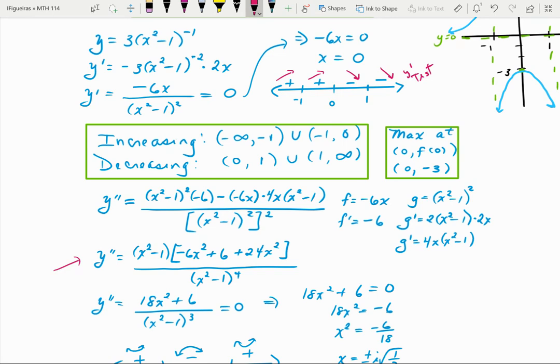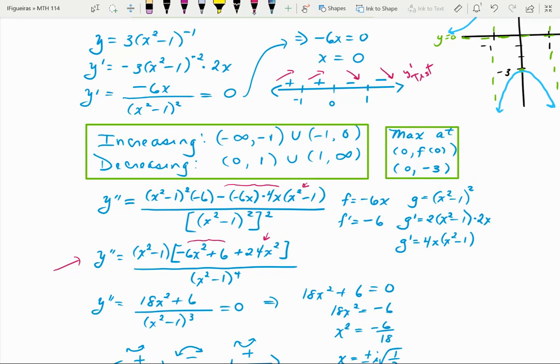And when you factor that out of the first product, which is right here, you're left with -6 times x squared minus 1. And so that's what you see here. I distributed it: -6x squared plus 6. And when I factored out the x squared minus 1 from the second product, which is over here, you were just left with this -6x times 4x. Well, that's where the 24x squared comes from.